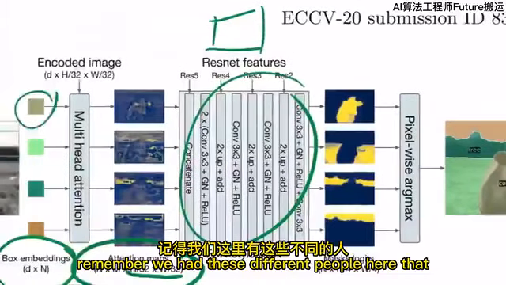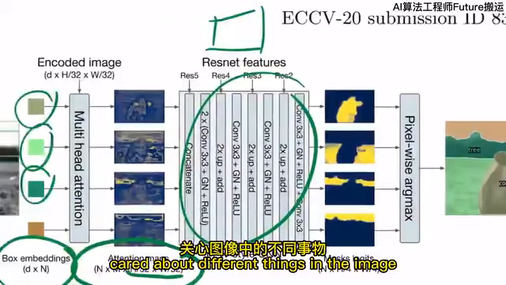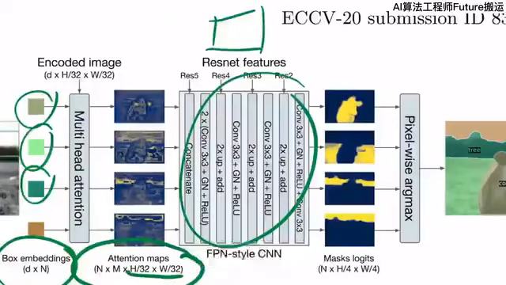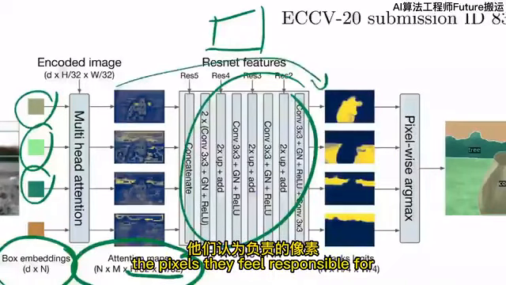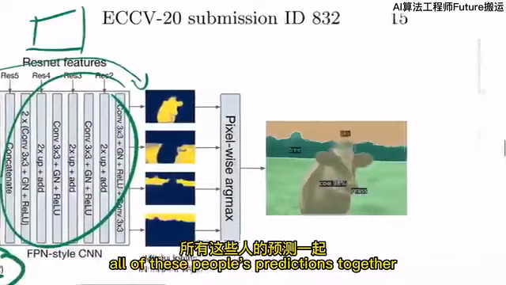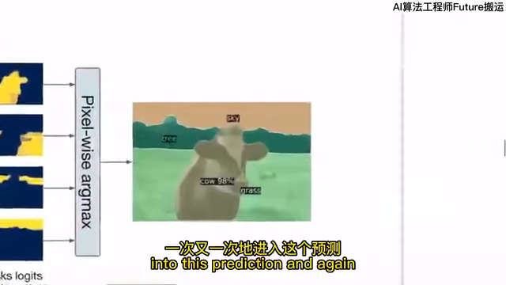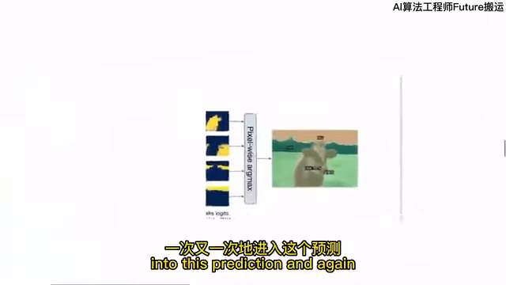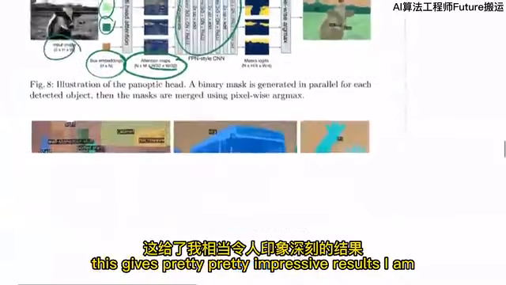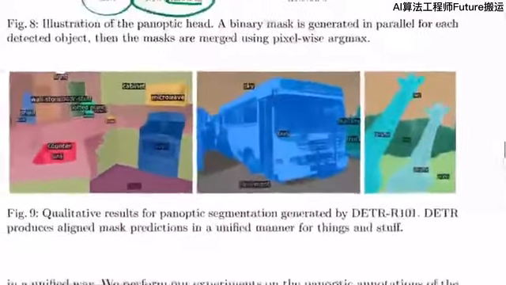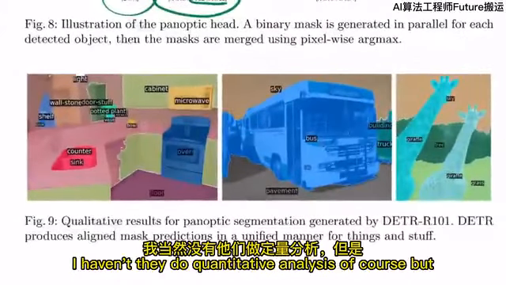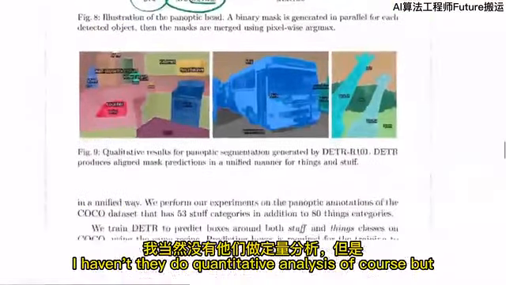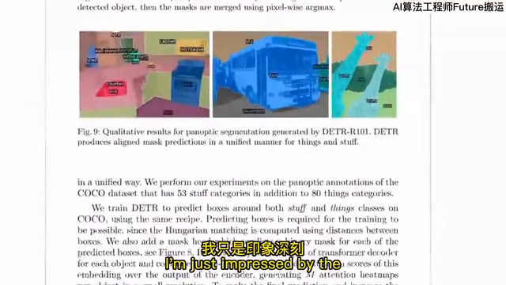Where each of these, you remember we had these different people here that cared about different things in the image. Each of these people will classify their respective pixels, the pixels they feel responsible for, and then you simply merge all of these people's predictions together into this prediction. And again, this gives pretty impressive results. This is fun. This looks like it sort of works. They do quantitative analysis, of course, but I'm just impressed by the examples right here.